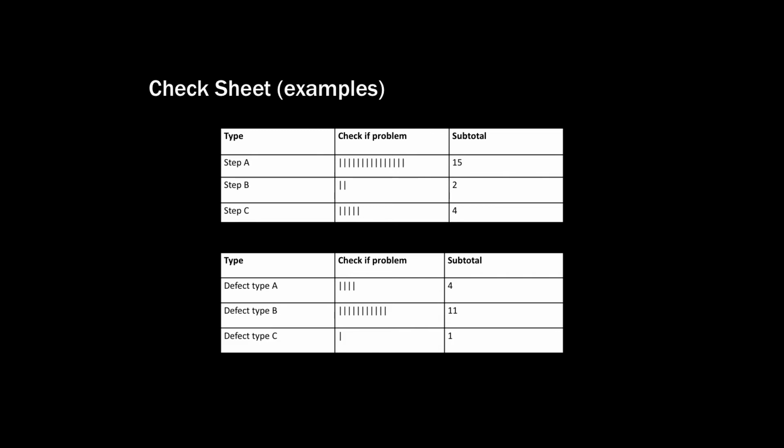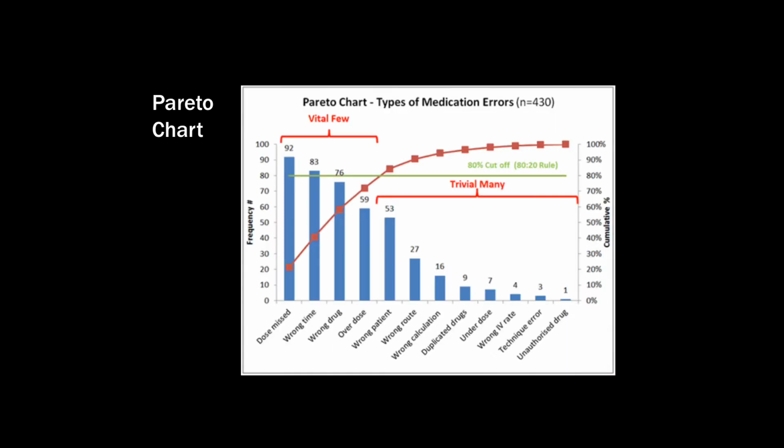So you're going to take this data and make a Pareto chart out of it. The data from the check sheets will be used to make your Pareto diagram. On the y-axis is the frequency of the occurrence of the problem, and on the x-axis are the categories of problems. You can see here, if you examine the horizontal green line, this represents the 80-20 rule, where 80% is the cutoff point, where 80% of the problems come from 20% of the causes.